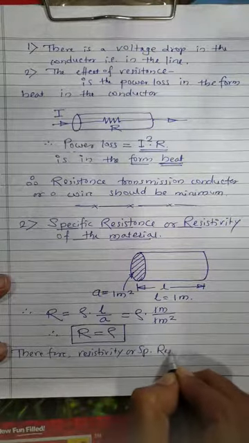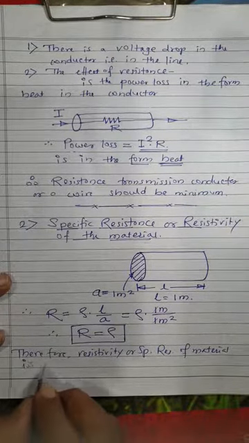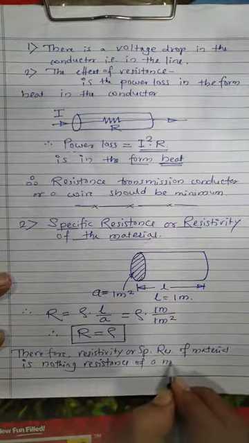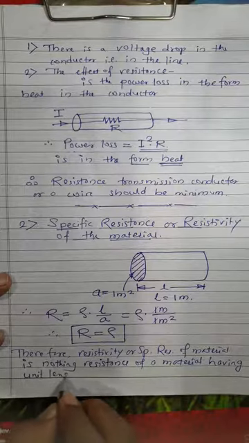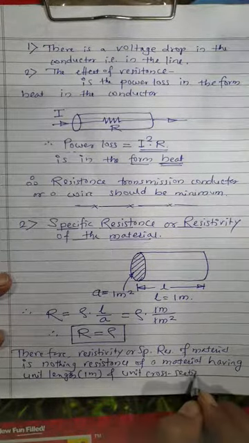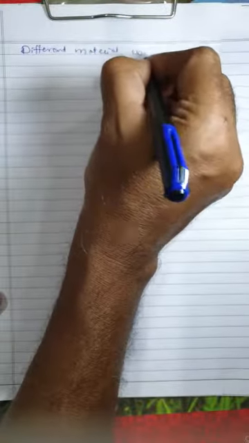Therefore resistivity or specific resistance of a material is nothing but the resistance of a material having unit length, for example 1 meter, and unit cross section area, for example 1 meter square. Different materials will have different values of specific resistance.